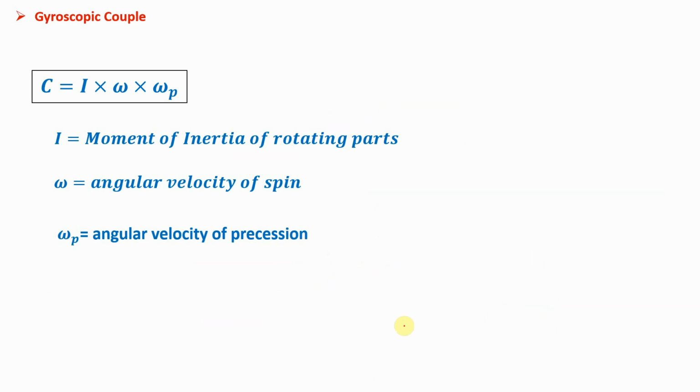We know that we can find out the magnitude of gyroscopic torque using this equation I omega omega p, where I is the moment of inertia of rotating parts, omega is the spin angular velocity, that is velocity with which the rotor is rotating, omega p is the precession angular velocity, velocity with which ship is steering or pitching.